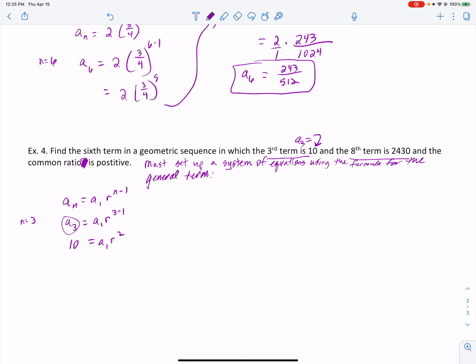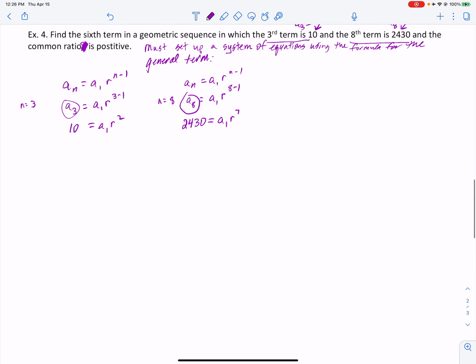for the third term. I'm going to do the same thing now with the eighth term. That's going to be when n is 8. So a sub 8 is, I don't know a sub 1, I don't know r, but n is 8. And I know the value of a sub 8. It's 2430. So now these two form my system of equations.